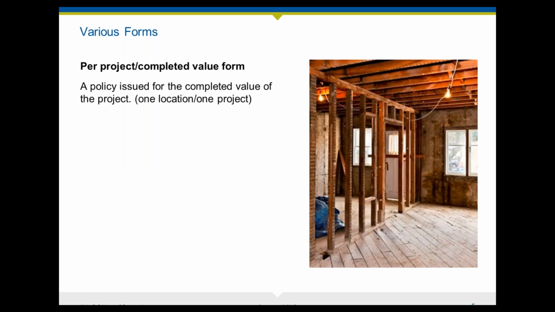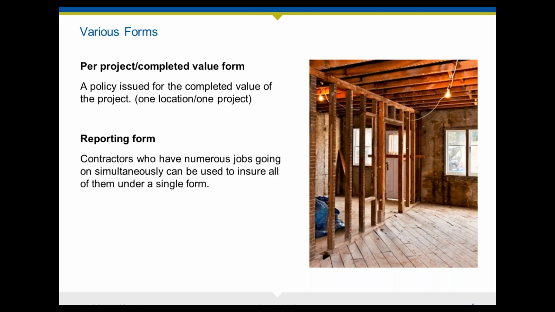There's two real common ways that Builders Risk is written, on a per project basis or on a reporting form. The per project basis is a policy per start or per location. So that's one policy, you issue that policy and you're done. The coverage is in place for the term selected and you are done with that policy.